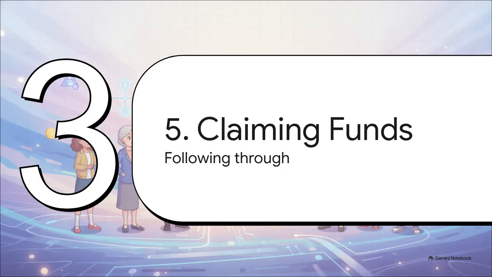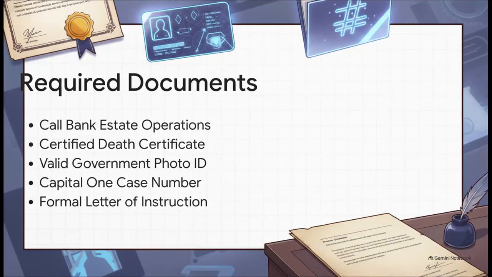Moving to Section 5, confirming and claiming funds. Let's look at following through. Let's fast forward a bit. It is so absolutely vital to understand what your loved ones will actually have to do to claim these funds later. When the bank is notified of a passing, they immediately freeze the account to protect the money, so no debit cards, no online transfers. To unfreeze and release the funds, your heir has to call Bank Estate Operations to get a specific case number. Then, they'll need to submit a certified death certificate, their own valid government photo ID, and a formal letter of instruction.